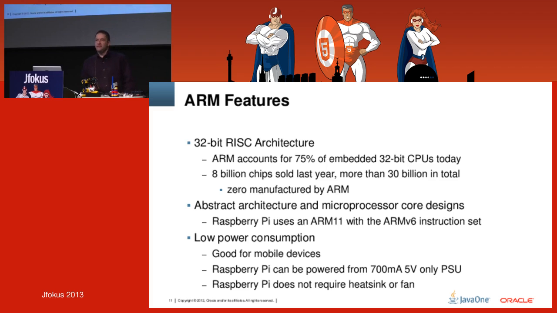Now, in terms of the ARM itself, where we've got to now, it is a 32-bit RISC architecture, and it's very popular, surprisingly so, really, if you think about it. ARM accounts for about 75% of all the embedded 32-bit CPUs that get shipped today. If you're using a mobile phone, chances are you've got an ARM-based processor in there. If you're using a tablet, chances are you've got an ARM-based processor in there. They actually sold 8 billion ARM-based processors last year, and the current total is somewhere in the region of 35, 36 billion in total.